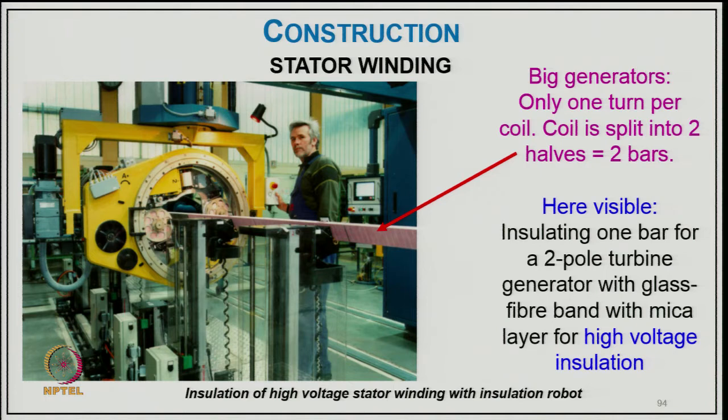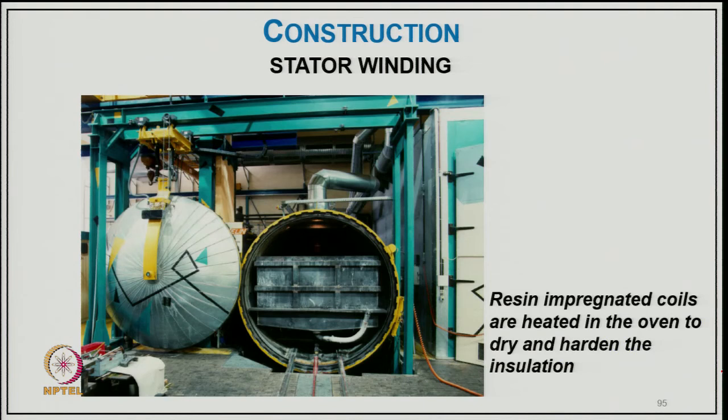Here is the insulating of one bar for a 2-pole turbo generator with glass fiber and a mica layer for the high voltage insulation. The insulation of the high voltage stator winding is applied with a powder insulation robot, and the resin impregnated coils are heated in an oven to dry and harden the insulation.